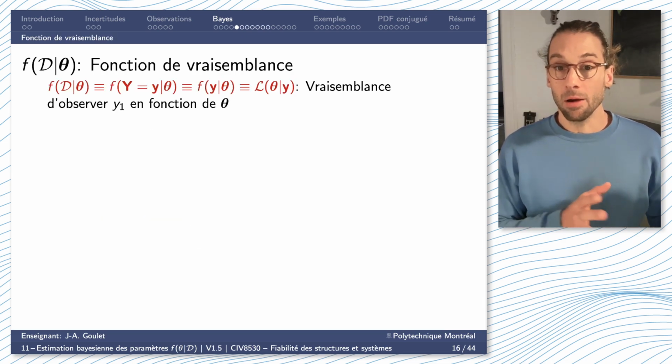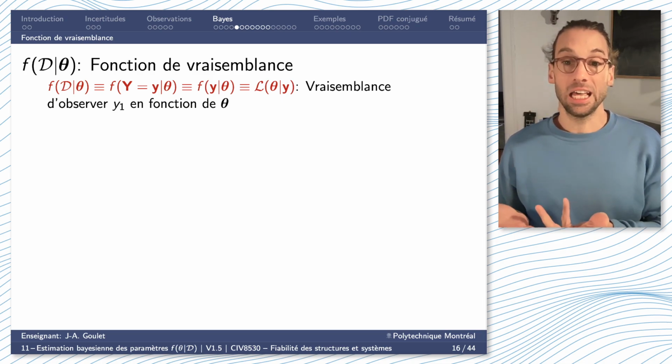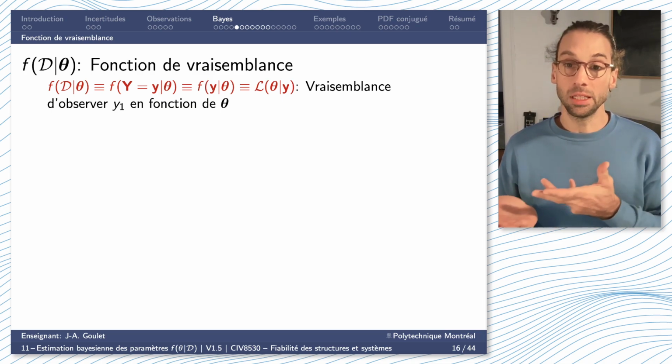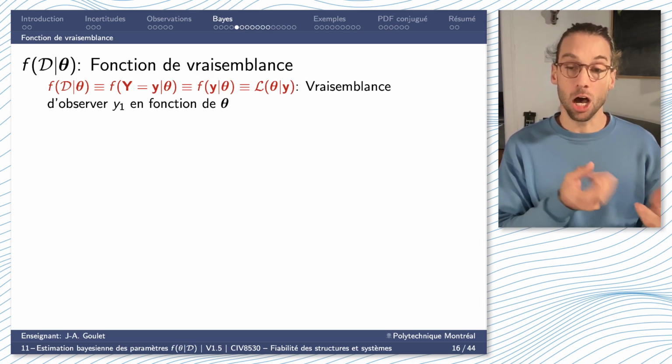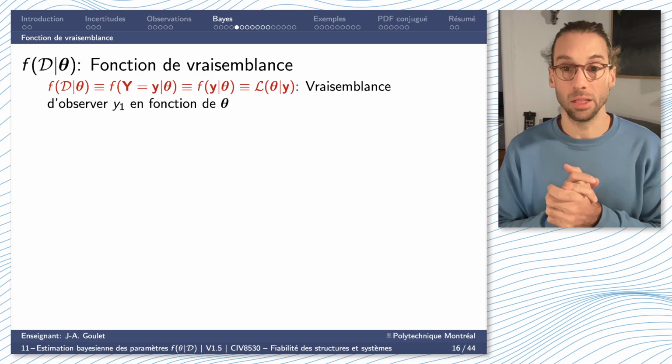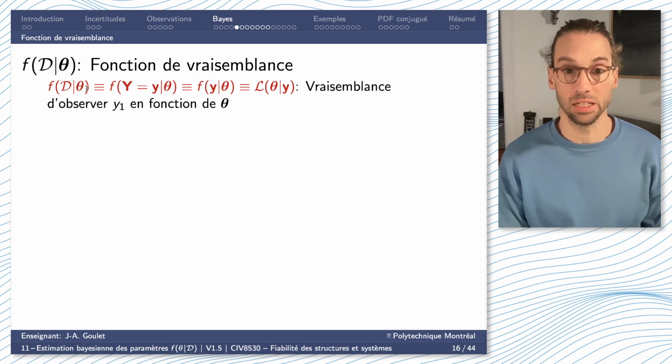Now we've seen the prior. How do we define the likelihood function? It is the probability of observing the data conditional on a specific set of parameter values theta. This is how we read f of y given theta.